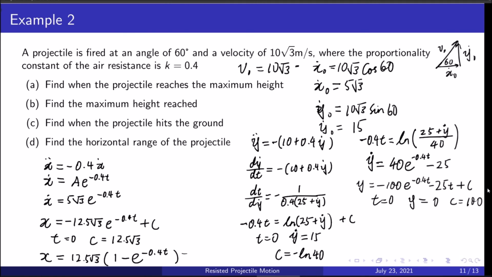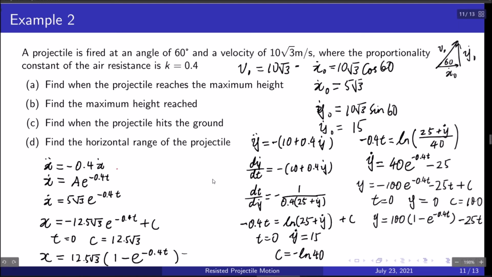Yeah, so once again, we can just take 100 out, equals 100(1 - e^(-0.4t)) - 25t. Okay, so this is our vertical displacement. So we have all our six equations now.